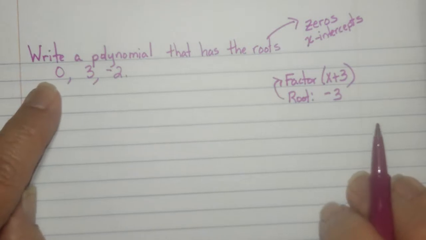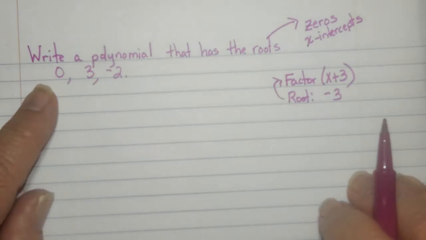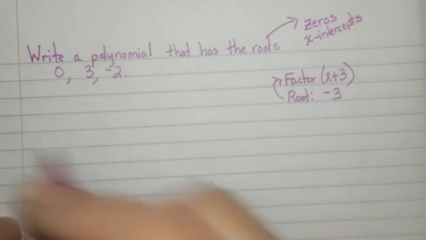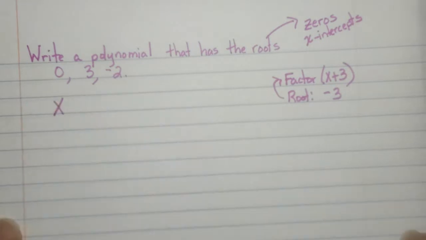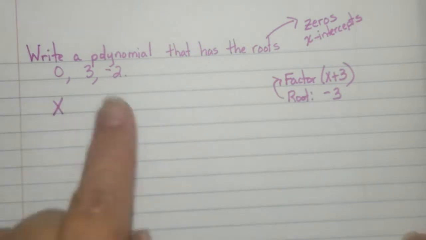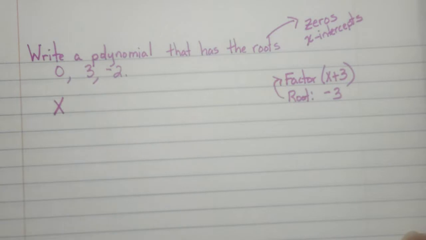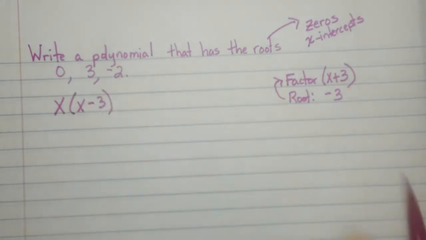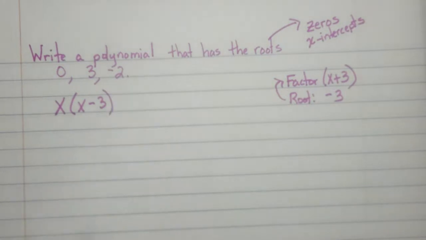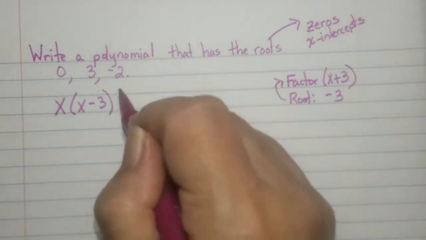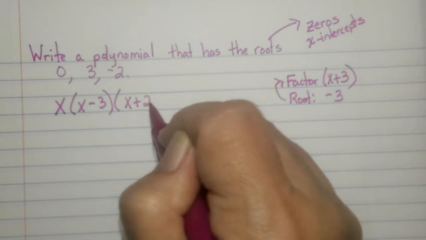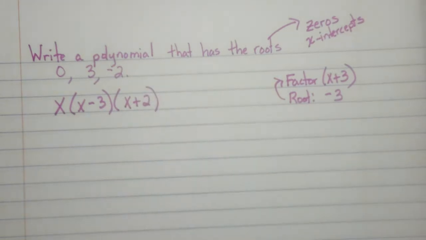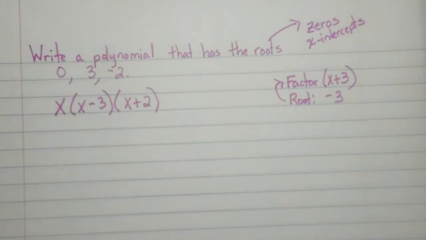Alright, so if there's a root of 0, what's the factor? Just x. If there's a root of 3, what's the factor? X minus 3. And if there's a root of -2, what's the factor? X plus 2. And now we're just going to carry out the multiplication. And multiplication can be done in any order, so if you wrote yours in a different order, it's still going to work out.